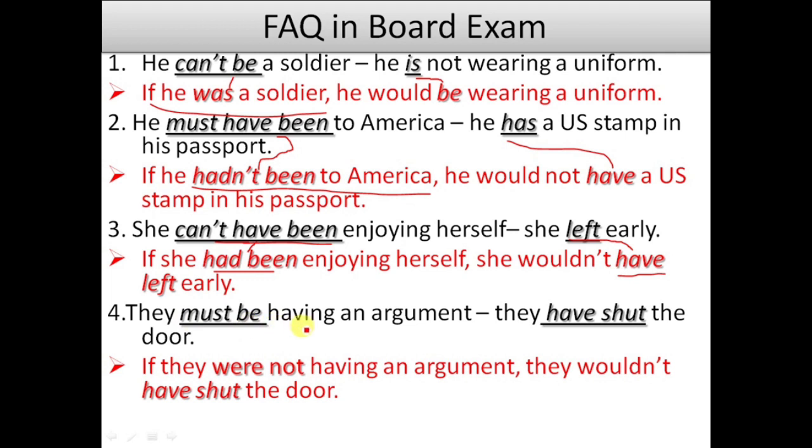They must be having an argument because they have shut the door. So see, must be, it should be changed into was not or were not, and subject is they. So if they were not having an argument, they would not have shut the door. Here have plus V3, so you know very well, here is have, so we have to use the same have. If they were not having an argument, they would not have shut the door.